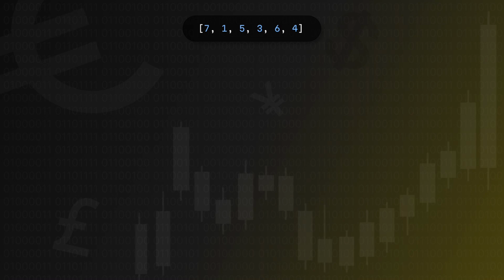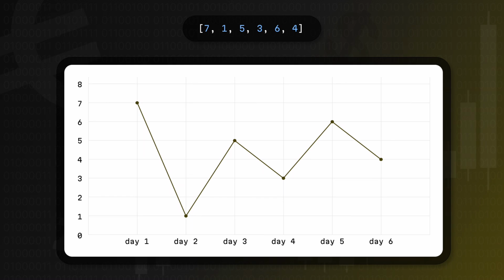We have an array of numbers 7, 1, 5, 3, 6, and 4, which corresponds to the following chart. First, let's consider buying on day 1 where the price is 7. If we buy on this day, we won't make any profit. All the prices in the following days are lower. Next, if we buy on day 2, when the price is 1, the best option is to sell on day 5, where the price is 6. This gives us a profit of 6 minus 1 equals 5.